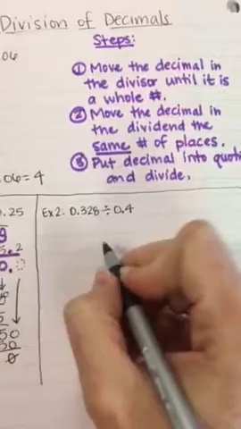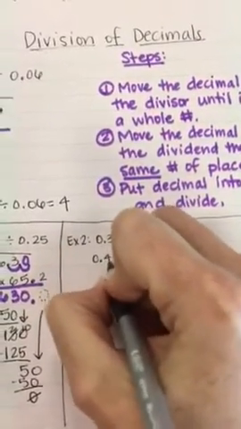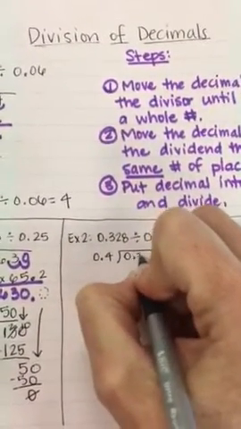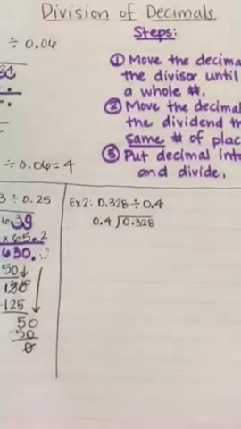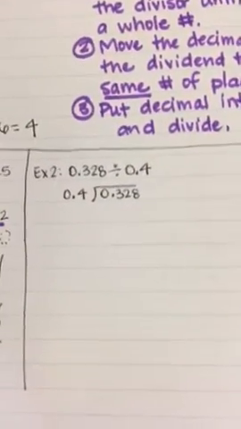So we're going to write this problem down. We're going to set it up. 0.4 is my divisor. 328 thousandths is my dividend.